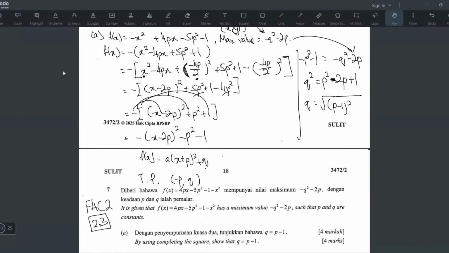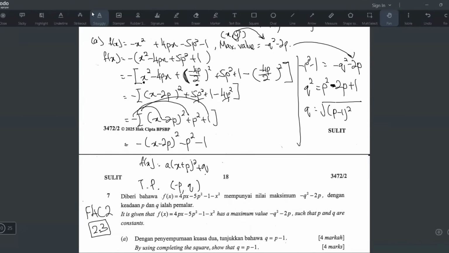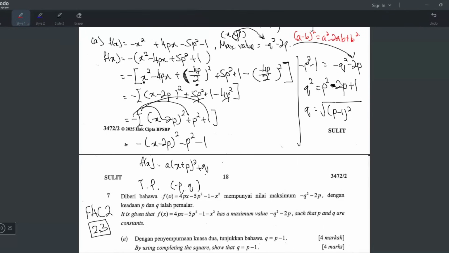Let me tell you how I know. It's because of this formula. Okay, I'll just use red color to write it for you. So this formula, when you have a minus b square, it's actually a square minus 2ab plus b square, right? Remember this? So if I have P square minus 2P plus 1, I know I can change to this a minus b square. That's how I know I can change to P minus 1 square. Yeah, that's how I know lah.